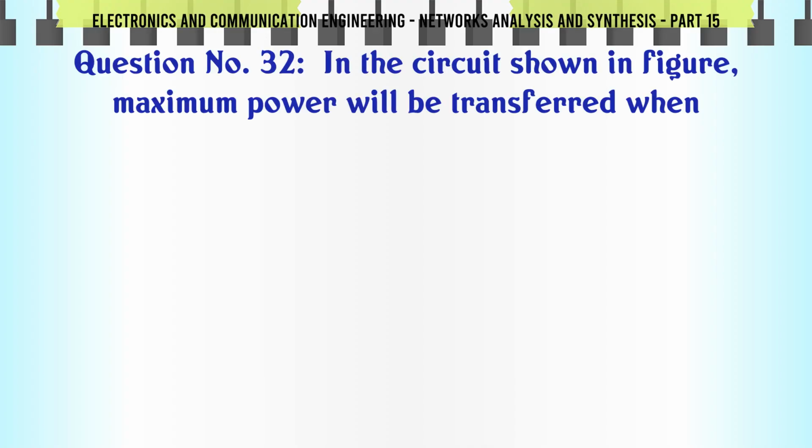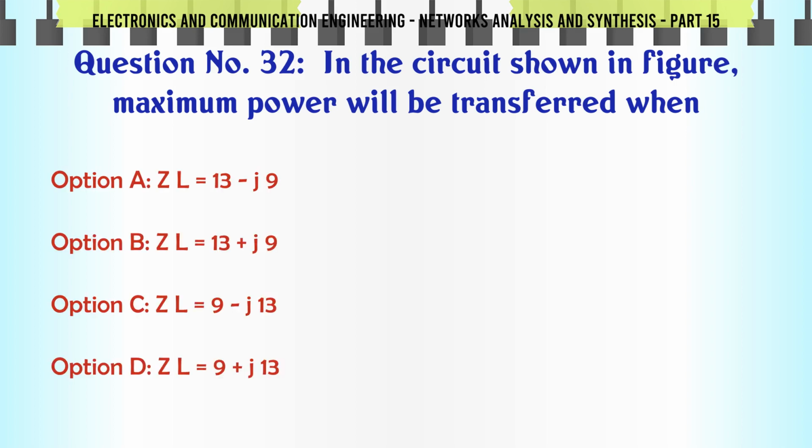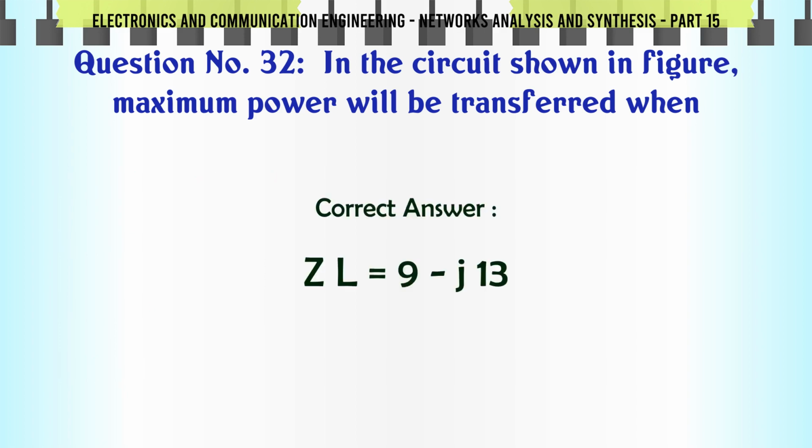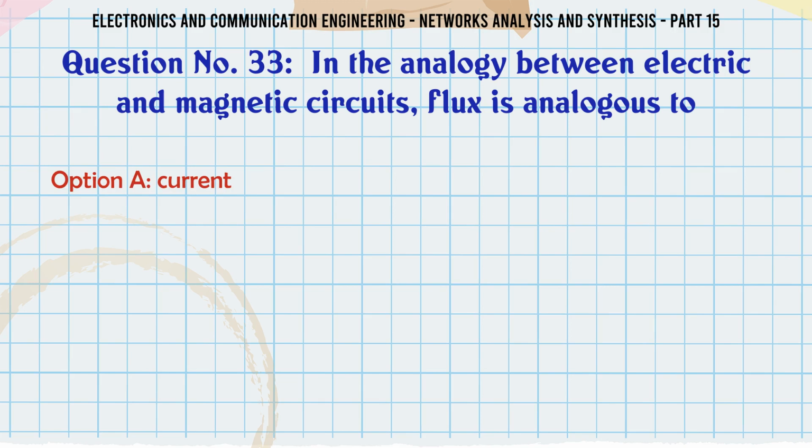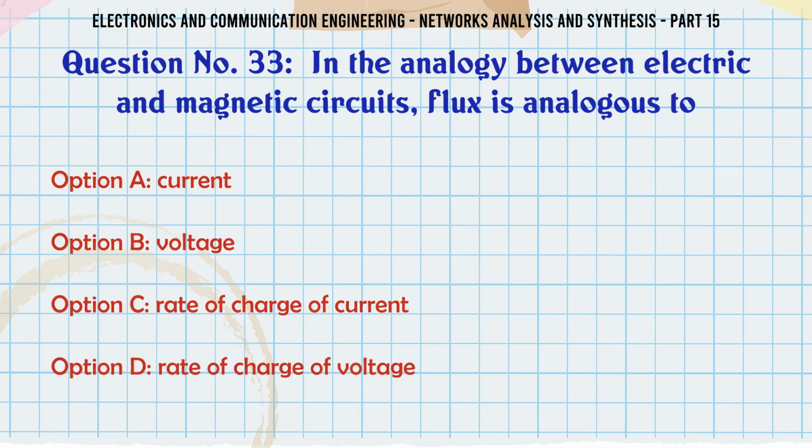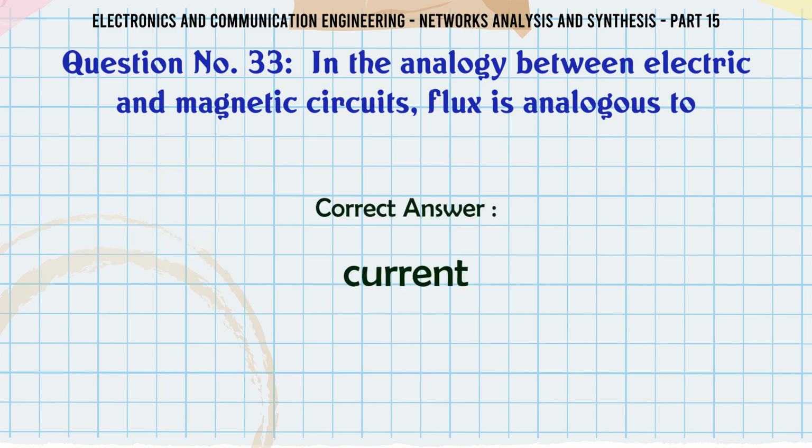In the circuit shown in figure, maximum power will be transferred when A. ZL equals 13 plus j9, B. ZL equals 13 minus j9, C. ZL equals 9 plus j13, D. ZL equals 9 minus j13. The correct answer is ZL equals 9 minus j13. In the analogy between electric and magnetic circuits, flux is analogous to A. current, B. voltage, C. rate of change of current, D. rate of change of voltage. The correct answer is current.